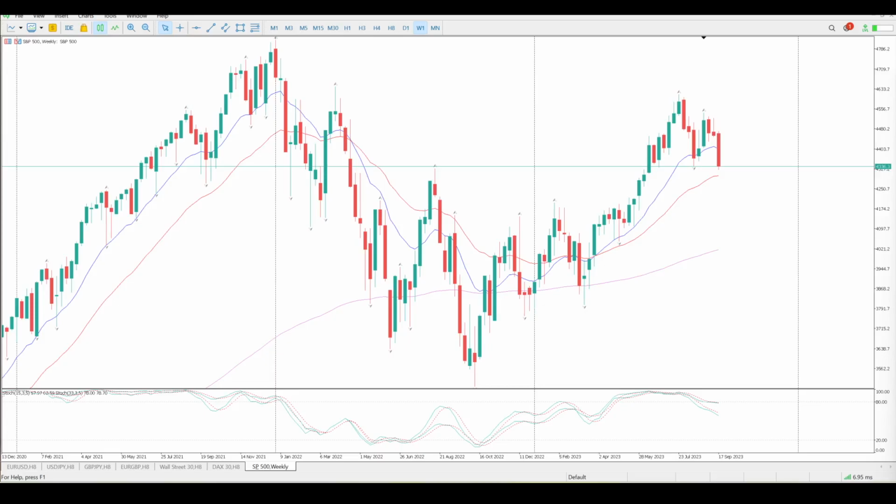Good morning, everybody, and this is your S&P 500 setups for today. So shorts of yesterday worked out pretty well, and we are just starting off on the weekly chart now.